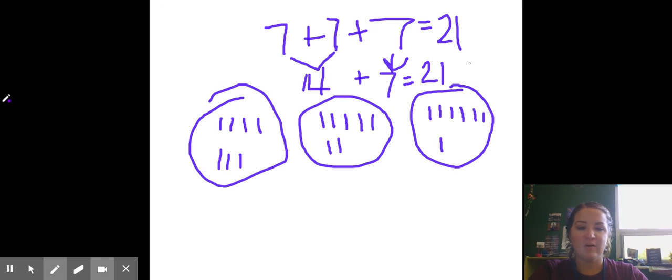All right, guys, I hope that this lesson helped teach you how to draw equal groups to represent a multiplication equation or a repeated addition equation, and that you have some fun with today's practice.